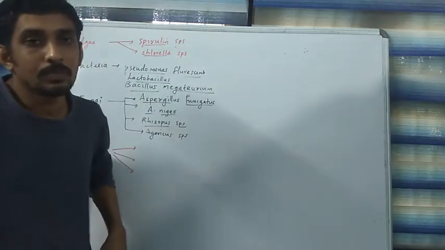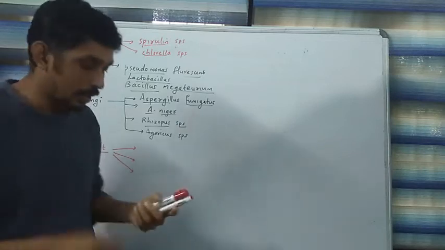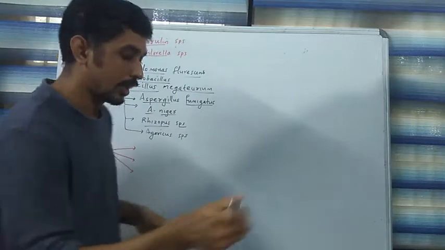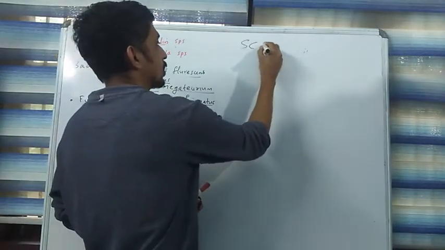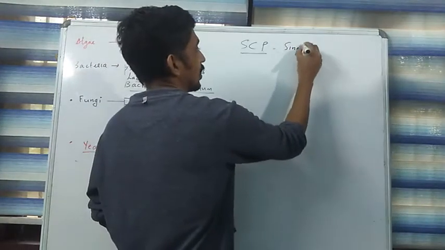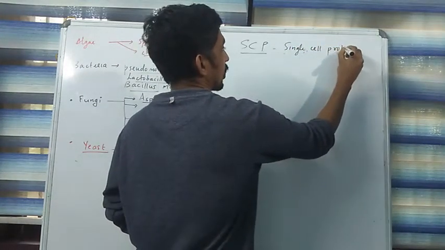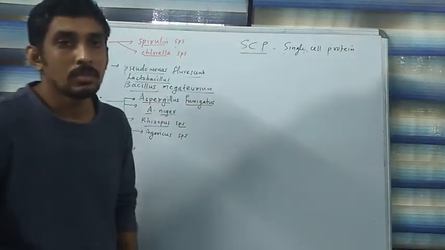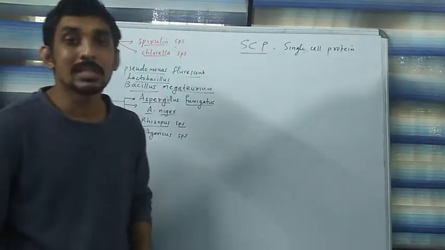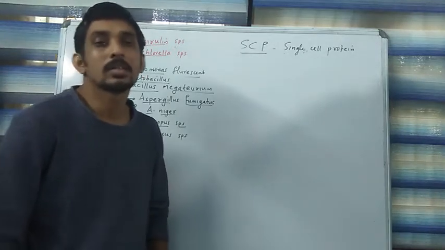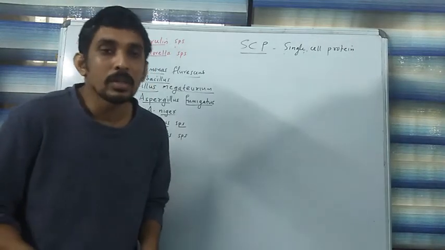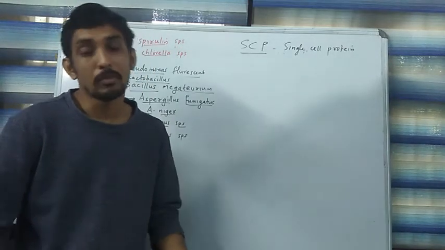Here we are going to discuss the topic single cell protein, that is SCP. SCP means single cell protein. So first of all, we want to study what is SCP, single cell protein. Single cell protein is an alternate form of a protein.